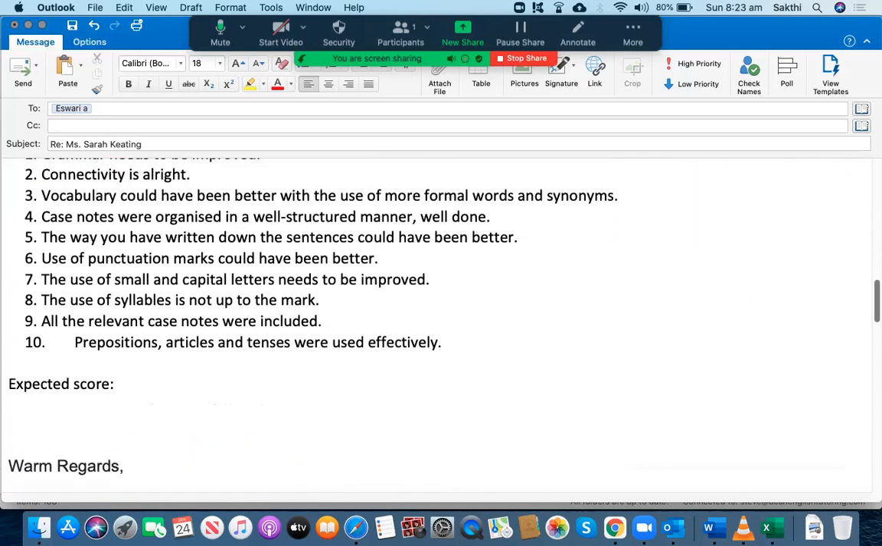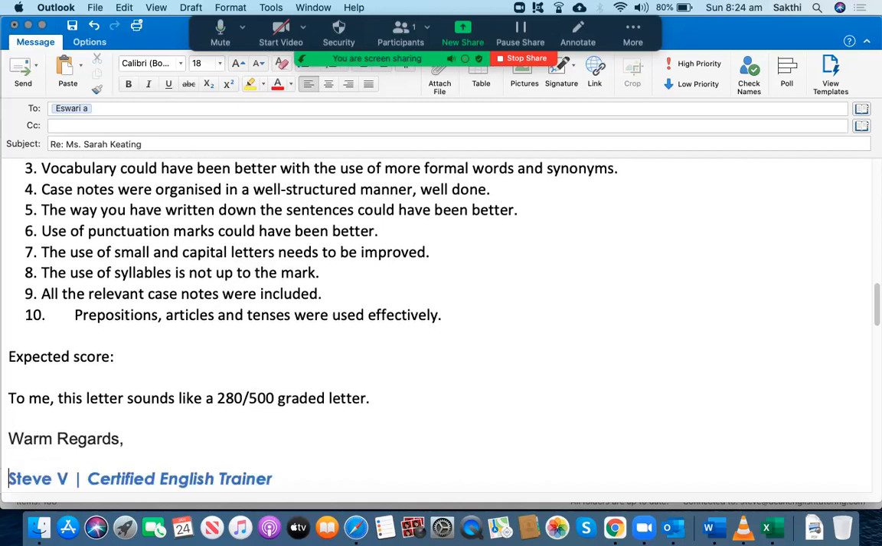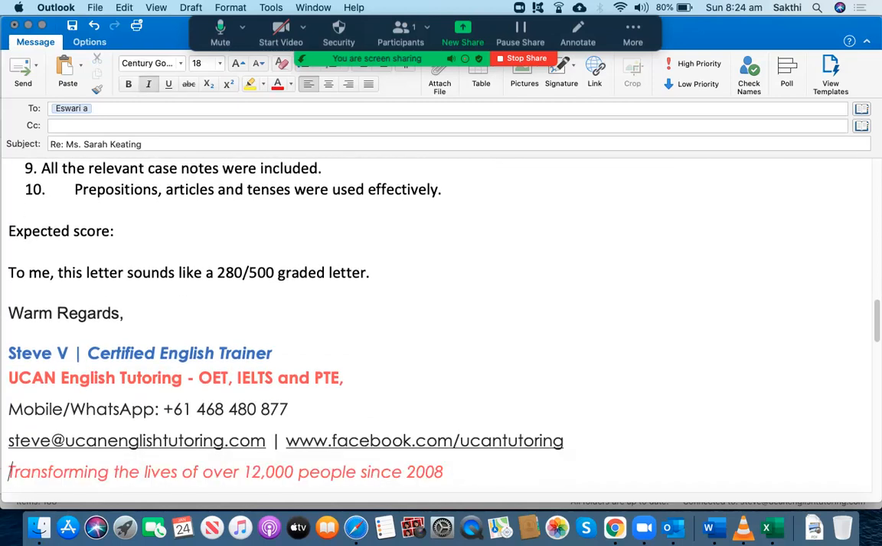So looking at the mistakes, going through the assessment on each parameter, to me, this letter sounds like a 280 out of 500 graded one. Okay. I wish you good luck with your future letters.